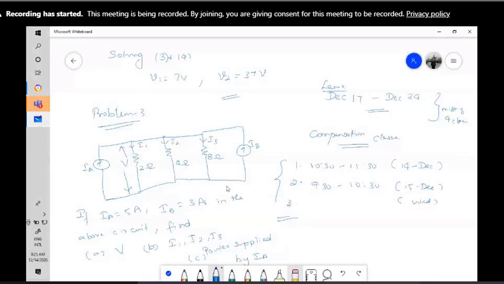Fine. And based on this KCL and KVL, those who are doing your lab today, probably our TA will be giving a general instruction, or if he wants to start the experiment, then he will start as well. So be prepared. I'll also be with him.